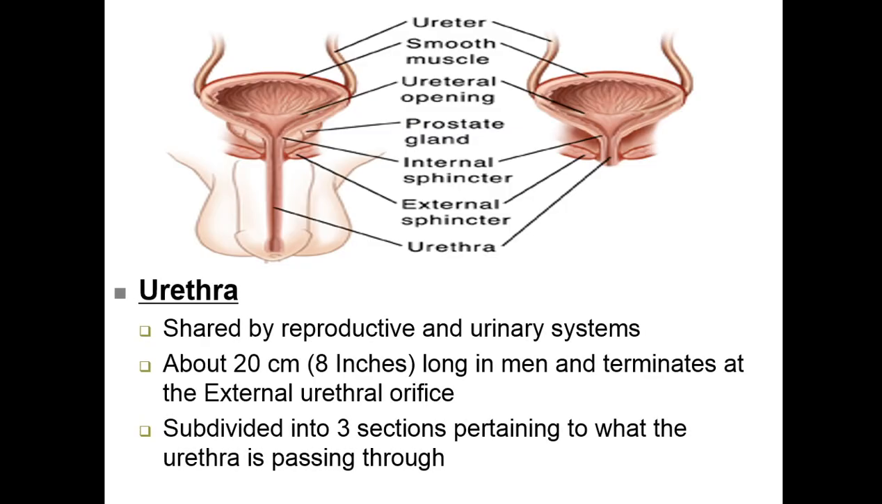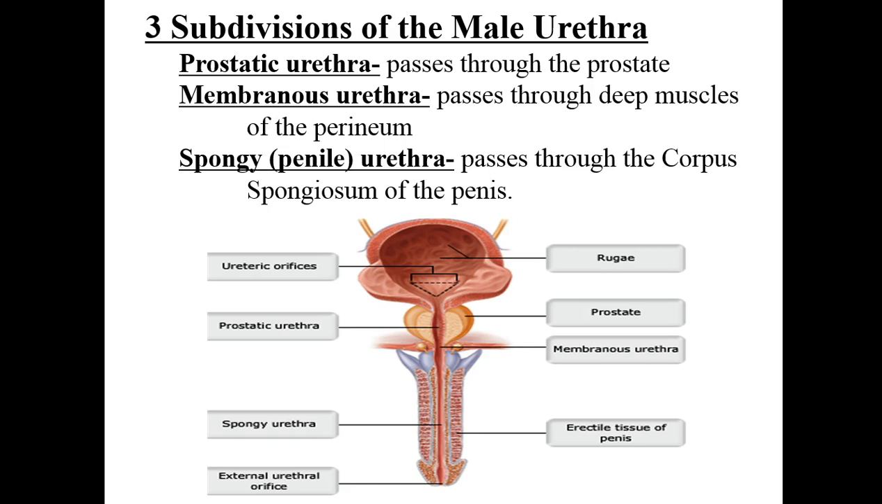The urethra we talked about in the urinary chapter, so a quick little review here. 8 inches long in men, terminates at the external urethral orifice. We divide it into 3 sections depending on what it is passing through. Prostatic urethra passes through the prostate, membranous urethra passes through the deep muscles of the perineum, and the spongy urethra passes through the corpus spongiosum.